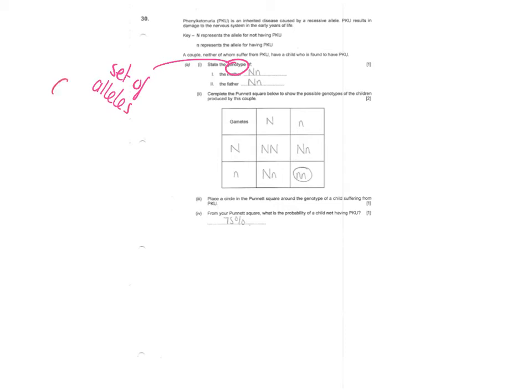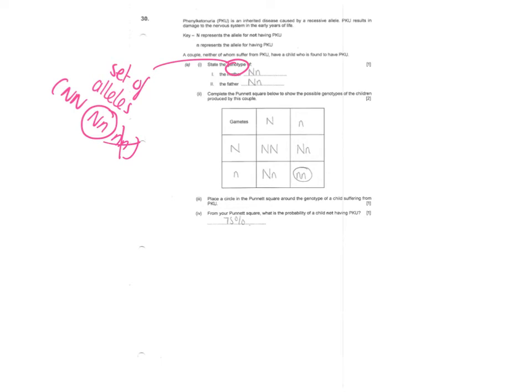So it can either be little n, big N, big N, big N, little n, or little n, little n. Can't be little n, little n because they haven't got PKU. And to have PKU, you need 2 little n's. So they have to be either big N, big N, or big N, little n. If they've both got a child who has PKU, they have to be carriers of it, both of them. So it makes them big N, little n.